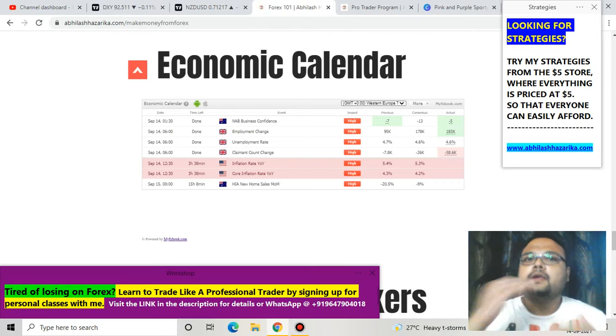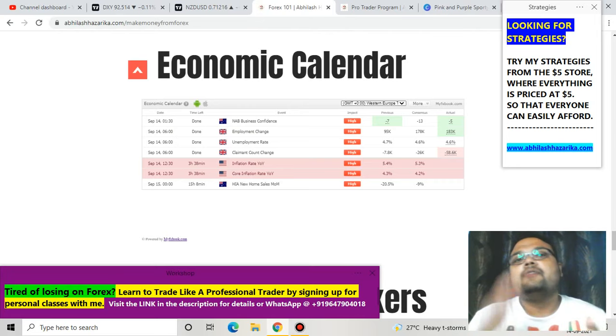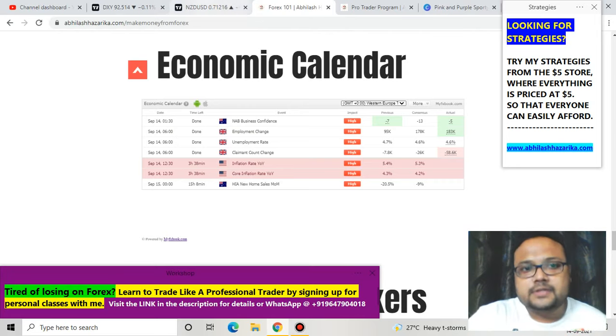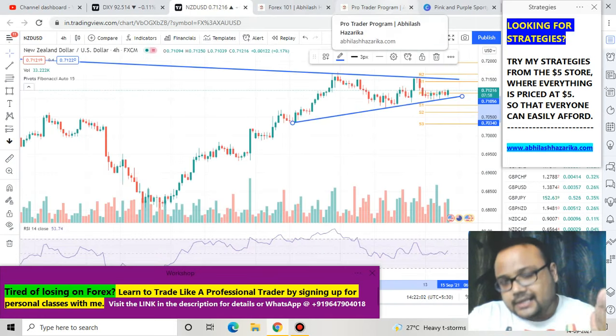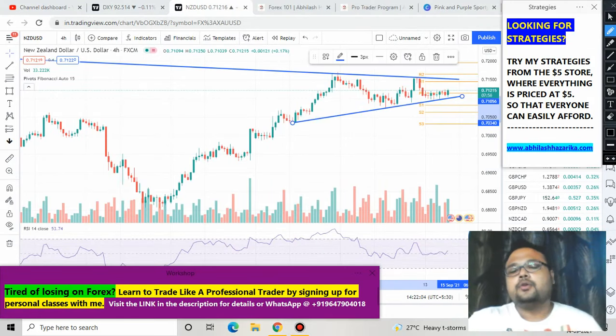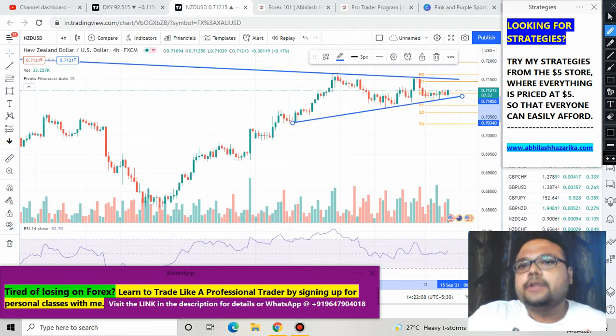So if due to this event there is some volatility in the US dollar chart, then definitely it will also reflect on the chart of NZDUSD. But right now, until and unless, you don't do anything on the NZDUSD, because though it is standing at support, it does not have the strength to go up.